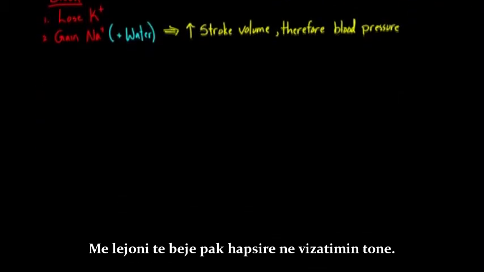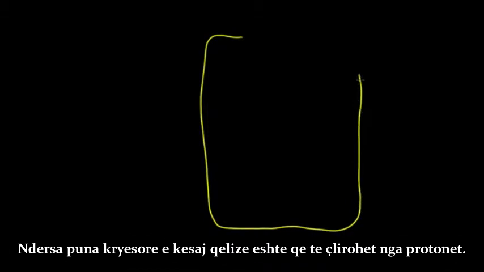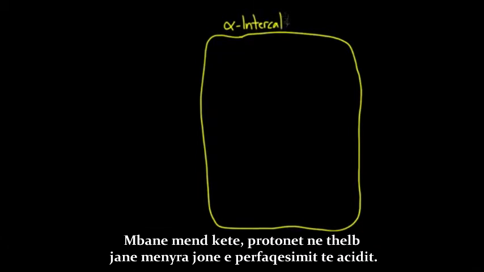So let me make a little bit of space on our canvas, and I'll start talking about the second type of cell. That is the alpha intercalated cell. I'm going to draw it in yellow here. And this is our alpha intercalated cell. The main job of the alpha intercalated cell is to get rid of protons. And you remember that protons are basically our way of representing acid.